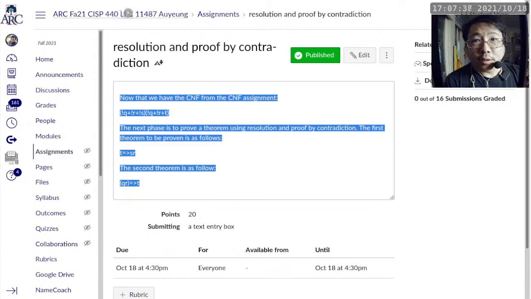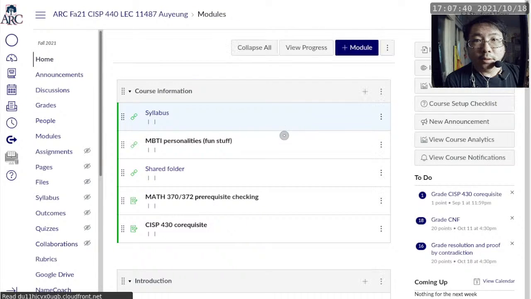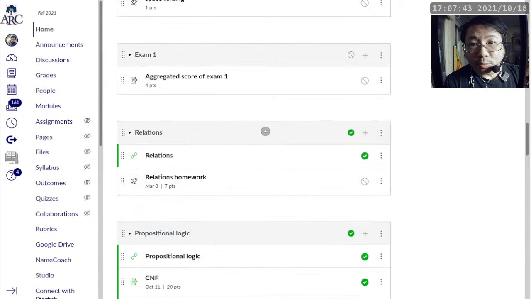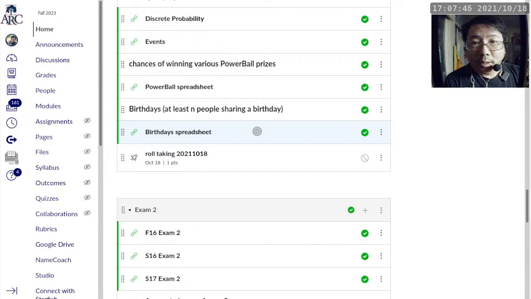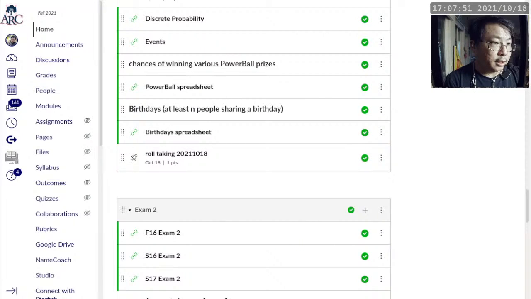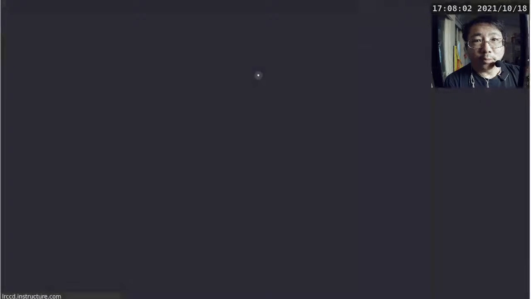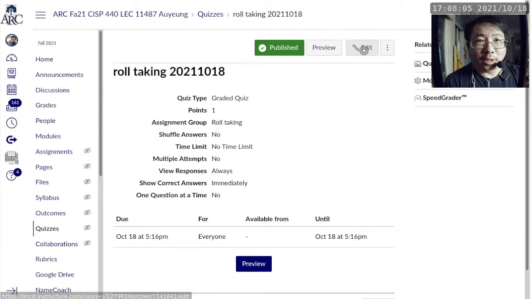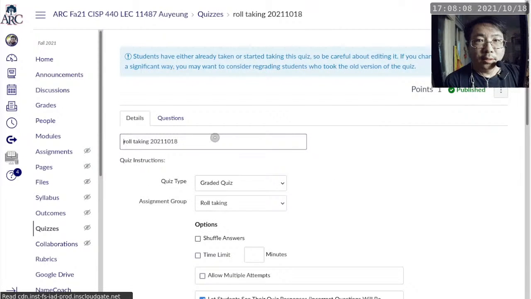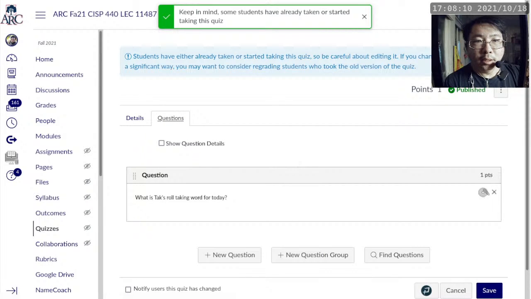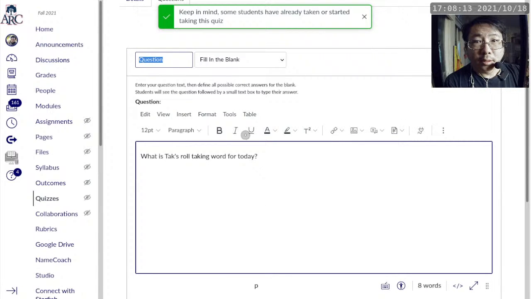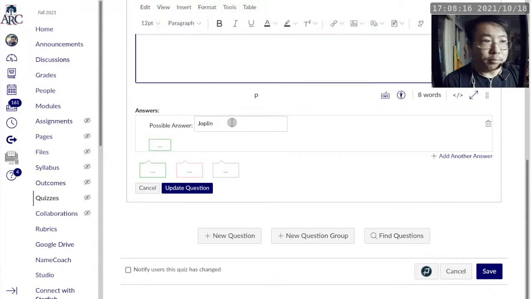So we're going to take roll, and let's see, where's roll taking for today? There we go. All right, so we're going to unhide it, and then the word is Joplin, Joplin. I just typed it in the text channel, copy and paste it, and that should be it. I'm just going to double check, but I'm pretty sure that's the word. Joplin. Pretty sure that's it. Yep, that's Joplin.